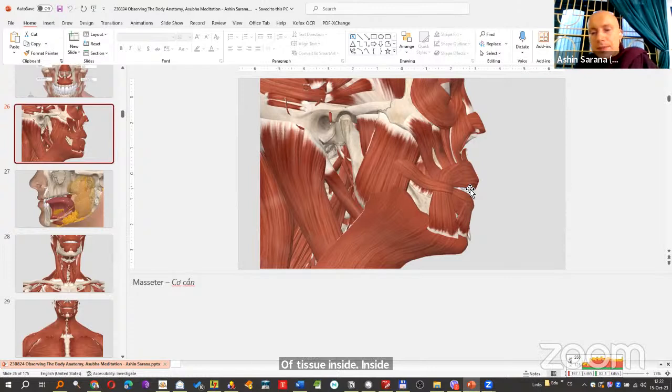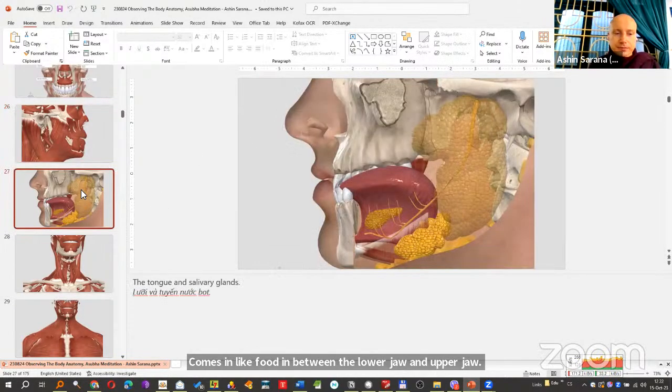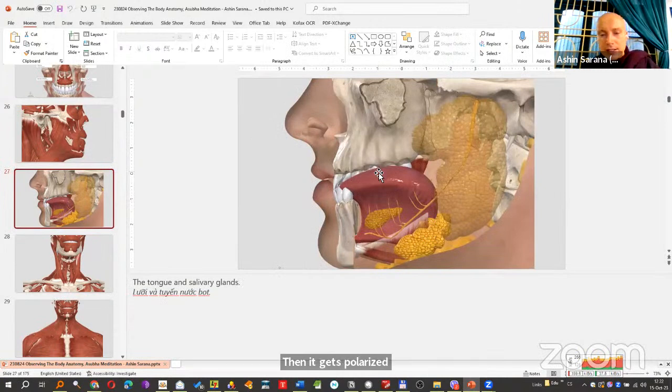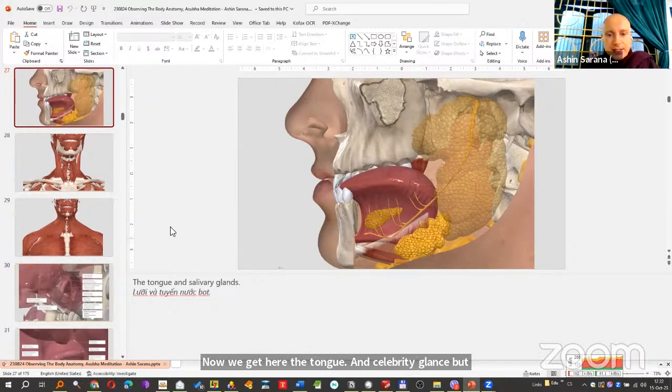So what happens is that this masseter muscle is moving the lower jaw, and the lower jaw then beats the upper jaw. And as it beats the upper jaw, if something comes in, like food in between the lower jaw and upper jaw, then it gets pulverized. Now we get here the tongue and salivary glands, but we will probably look at salivary glands later. The tongue is a muscle.